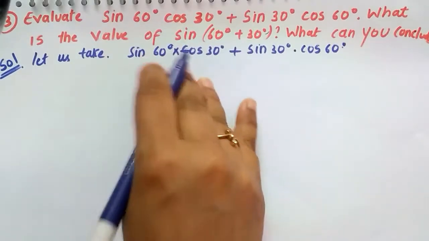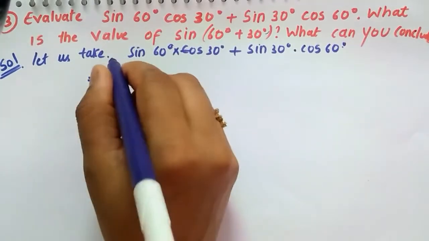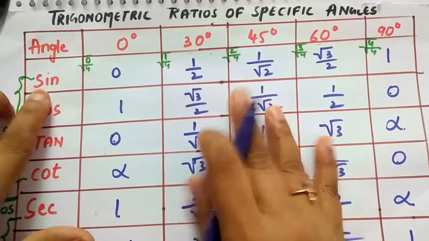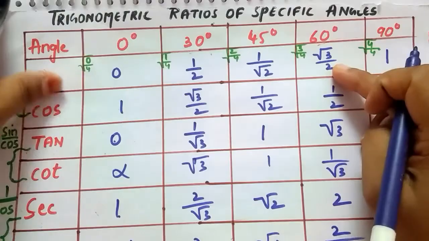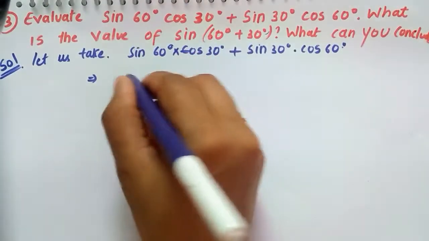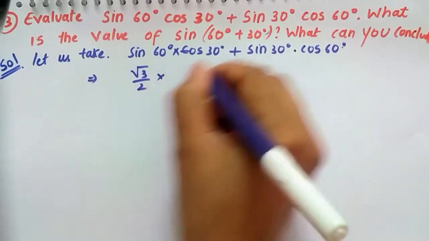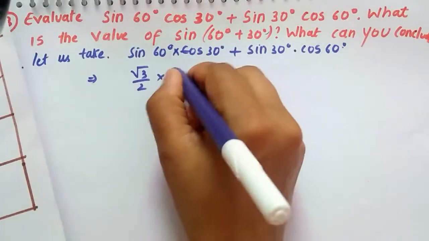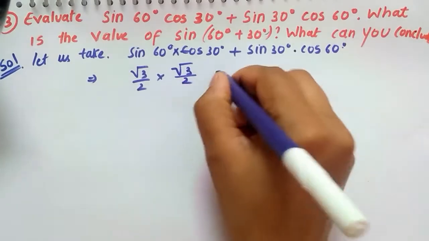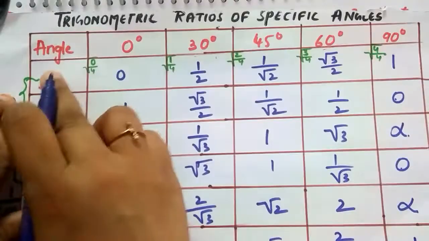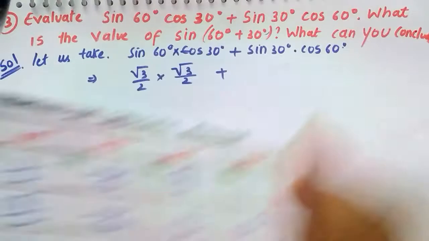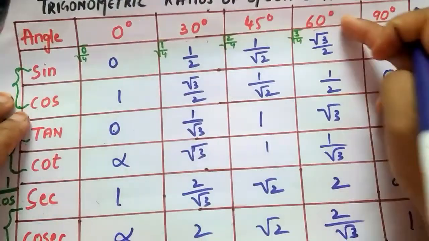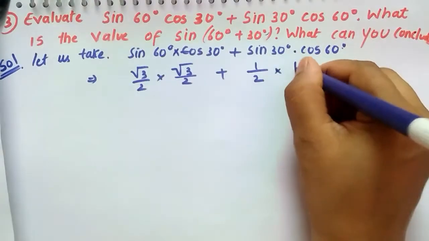Let us solve this first. From the table we know, what is sine 60? It is root 3 by 2. What is cos 30? The same thing, cos 30 is root 3 by 2. Plus what is sine 30? Sine 30 is 1 by 2. What is cos 60? It will be the same, 1 by 2.